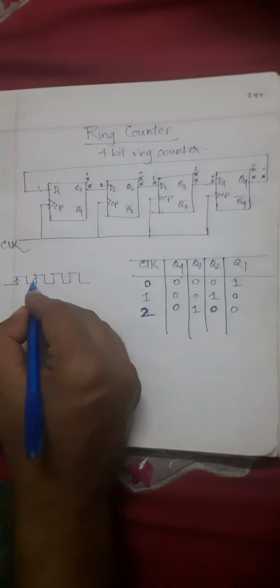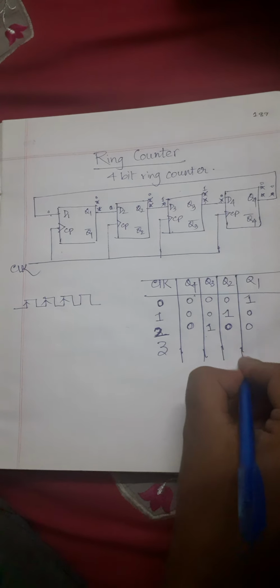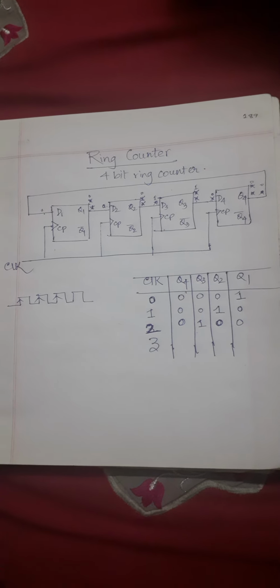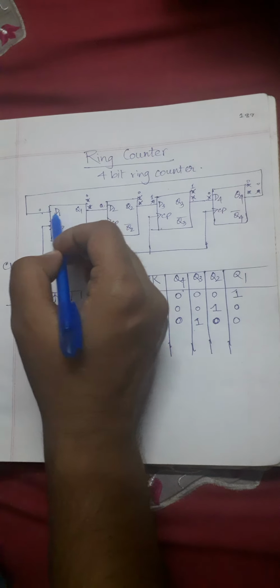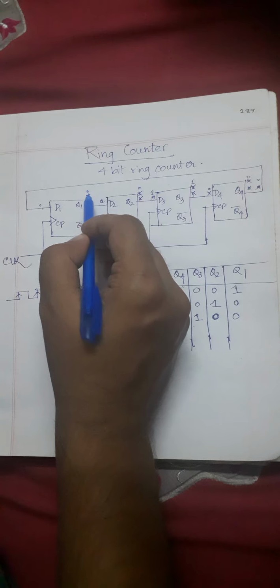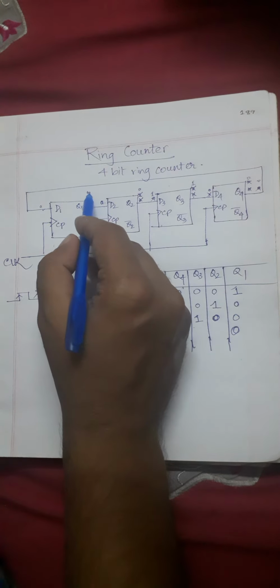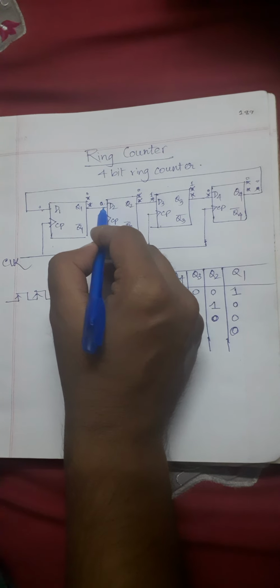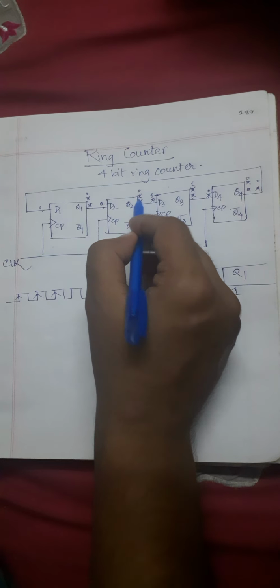What will happen at the third rising edge? What will happen now? Can you tell? At the third rising edge, this 0 will travel again here, isn't it? Due to this 0, we will have 0 here, q1. This 0 travels along this path, comes here, isn't it? Due to this 0, we will have 0 here again in q2.